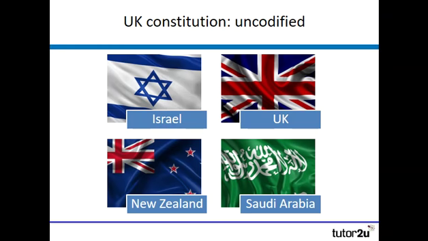There are some examples shown for you: Israel, the UK, New Zealand, Saudi Arabia. But many countries that have uncodified constitutions are starting to codify certain elements of them, if not moving towards full codification. And it's certainly a key debate amongst constitutional theorists in the UK as to whether the UK should have a codified or an uncodified constitution. That particular debate is covered in another of our topic videos.